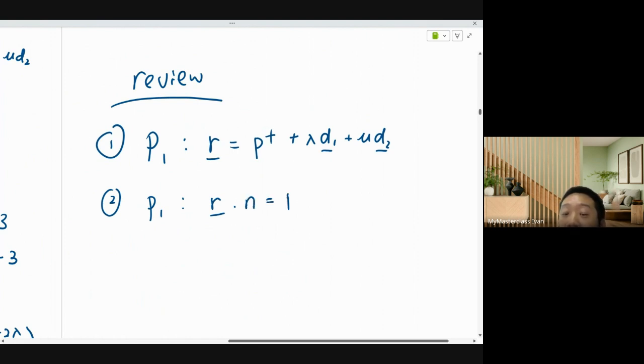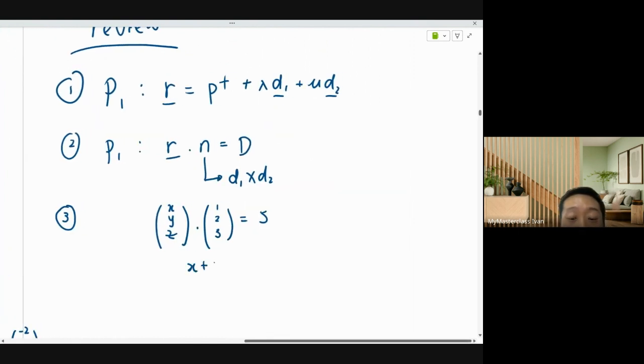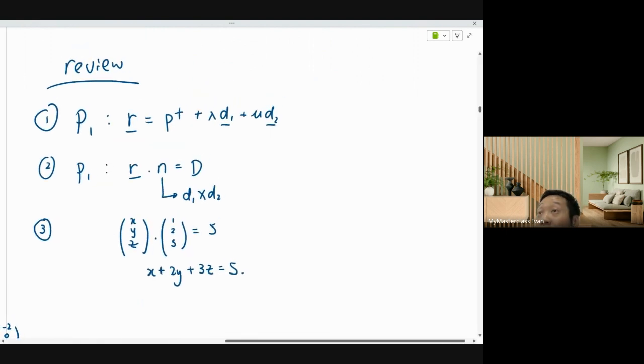Okay, equals to a constant D. And how to get N from the two directions? D1 cross D2. Well done, guys. And the third one would be, because r means x, y, z, so (x, y, z) dot (1, 2, 3) equals to, let's say your D is 5, for example. Then we will say that this is x plus 2y plus 3z equals to 5. Okay, so there's three kinds of form for plane.